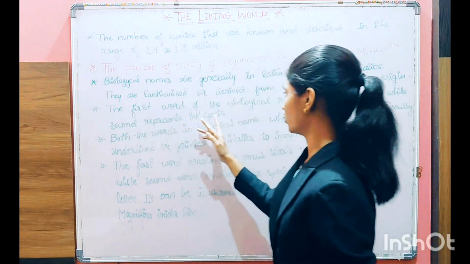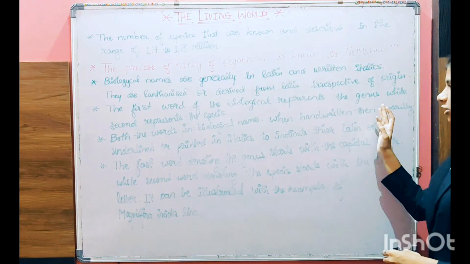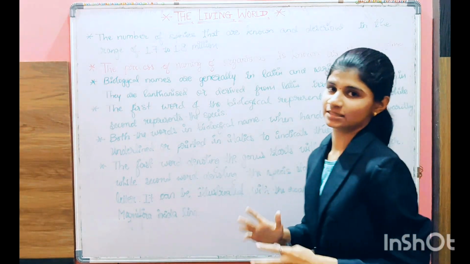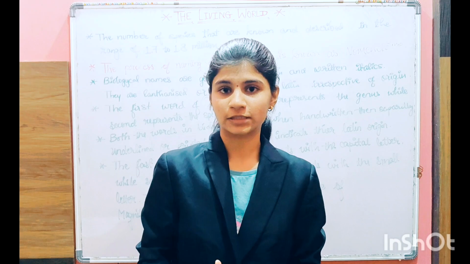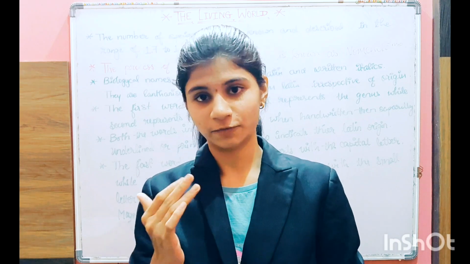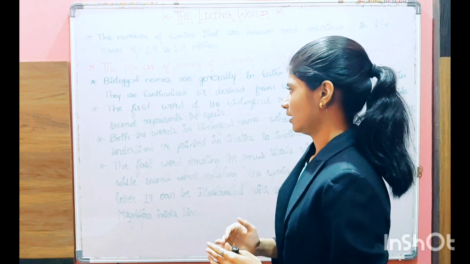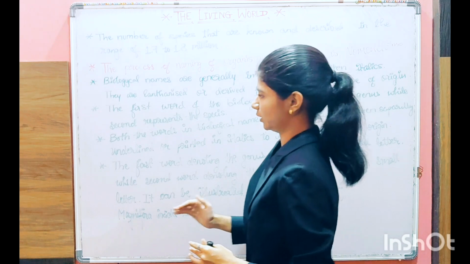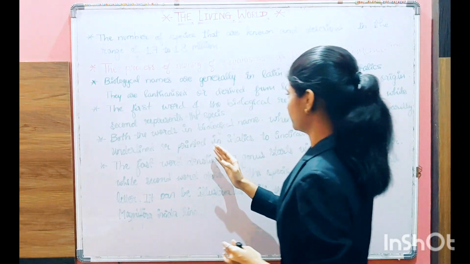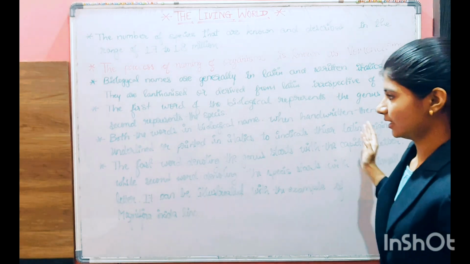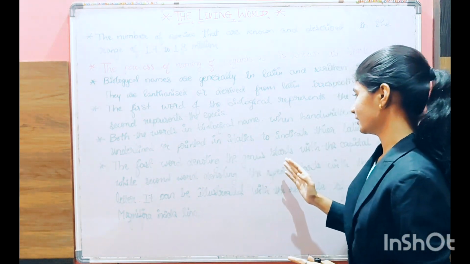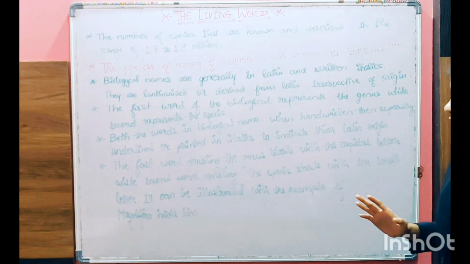The first word of the biological name represents the genus, while the second represents the species. Always in biology, the first word is the genus, the second is the species. Then coming to the third point: both the words in the biological name, when handwritten, are separately underlined, or printed in italics to indicate their Latin origin.